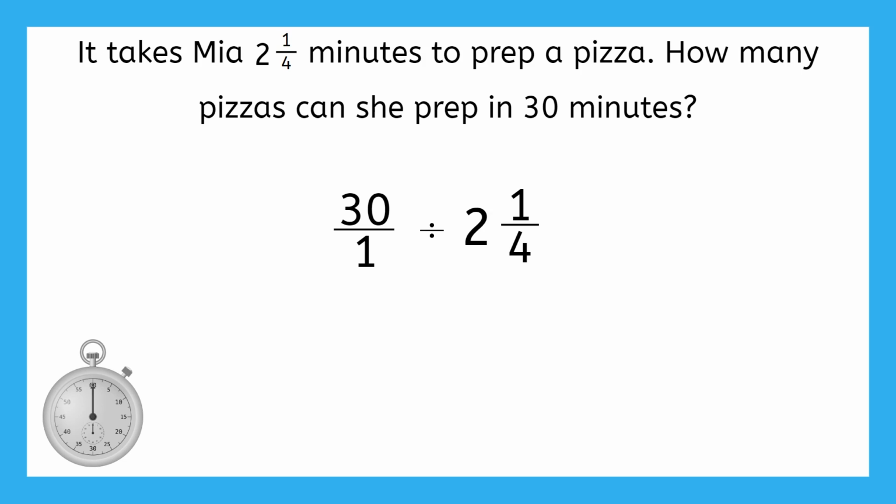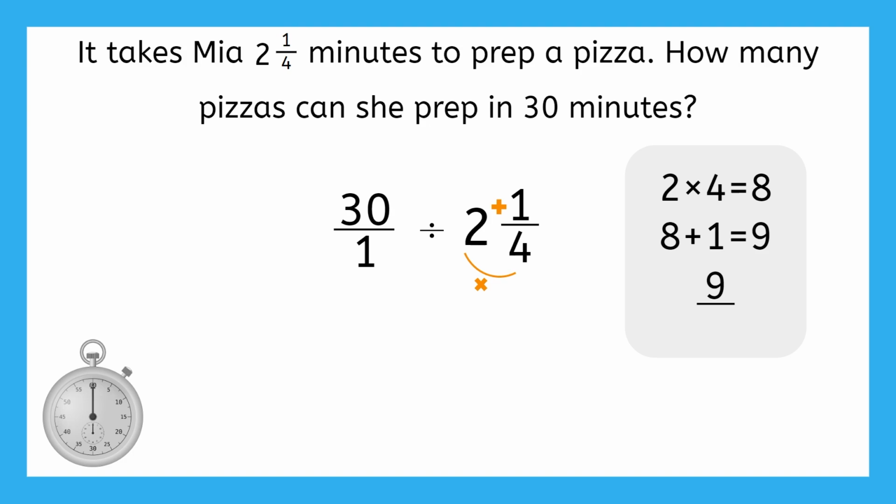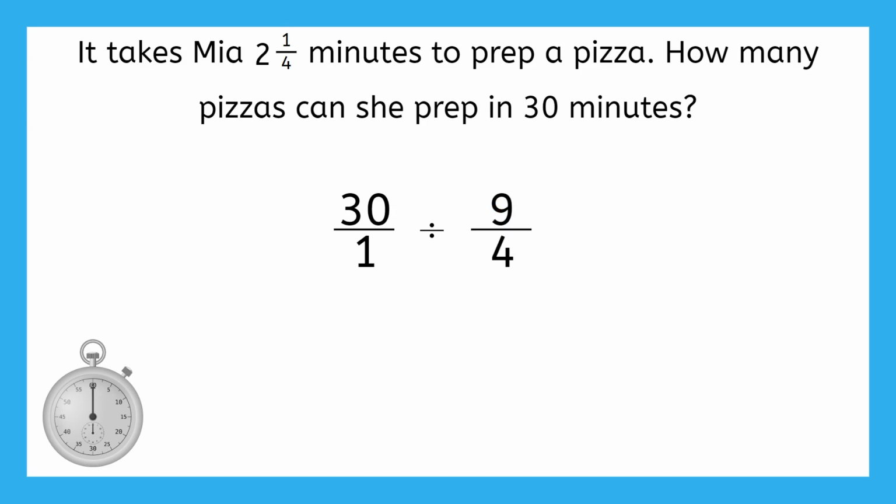To convert a mixed number into an improper fraction, multiply the whole number by the denominator, then add the numerator. 2 times 4 equals 8, and 8 plus 1 equals 9. 9 becomes the new numerator, and we keep the denominator the same. Now this is familiar. Pause here while you divide 30 over 1 by 9/4.